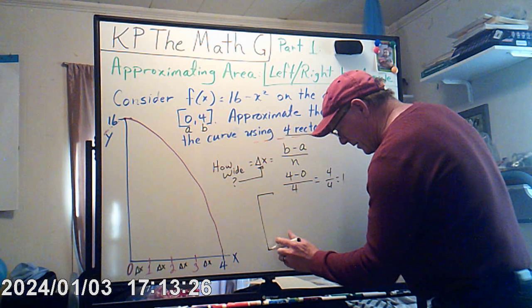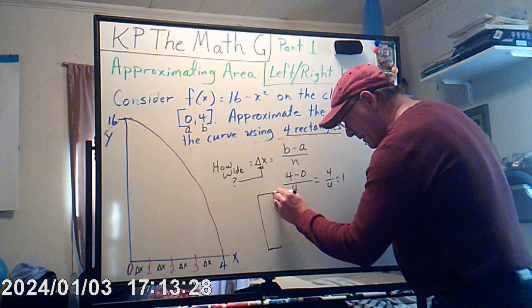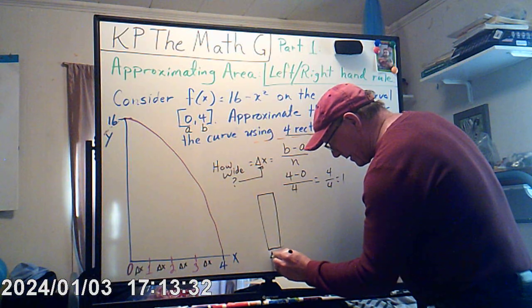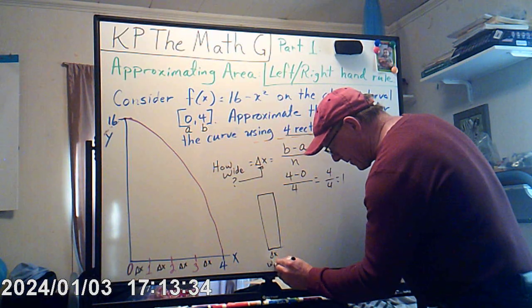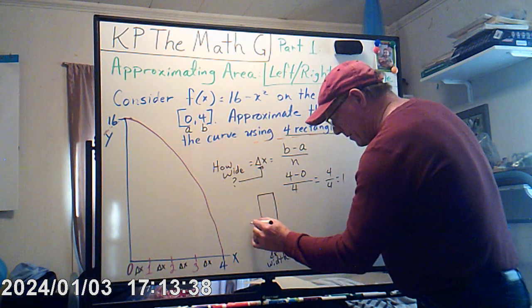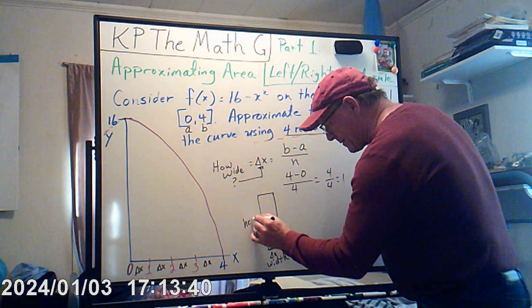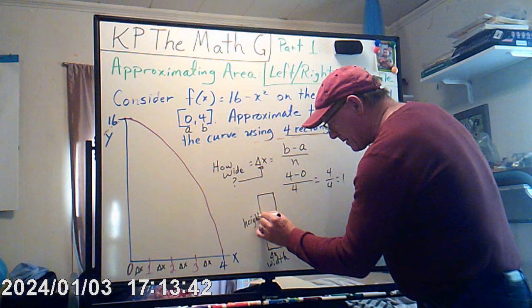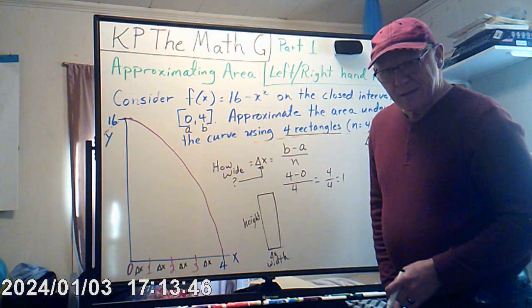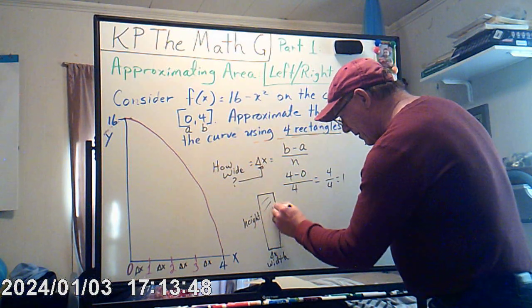That's not drawn to scale, of course. Okay, now delta x is the width, and you have the height, right? Sometimes it's base times height, sometimes length times width. That's the area of this.